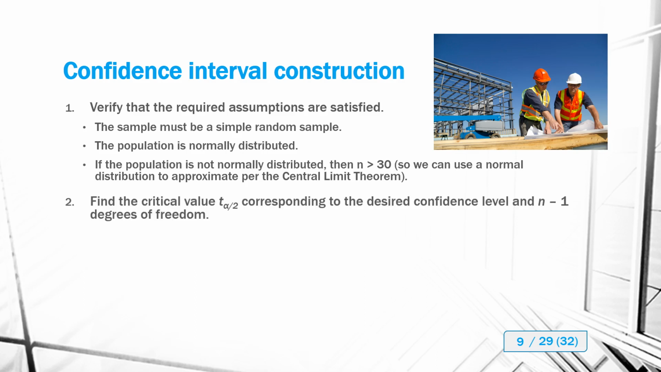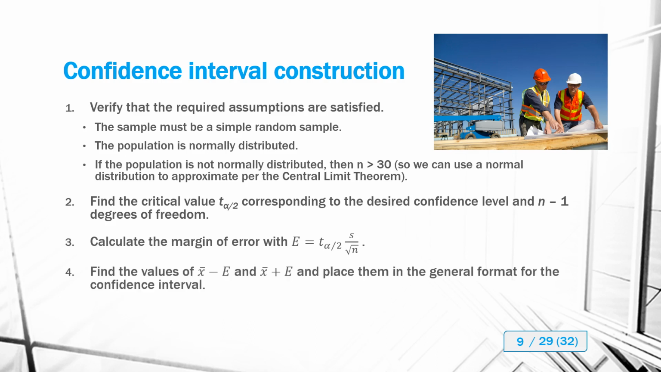Once we've verified that the assumptions are satisfied, we need to find the critical value t sub alpha over 2 corresponding to our desired confidence level and n minus 1 degrees of freedom. Then we calculate our margin of error, find the values of our lower and upper limits, and place them in the general format for our confidence interval, and then round as appropriate, usually to 3 significant digits.